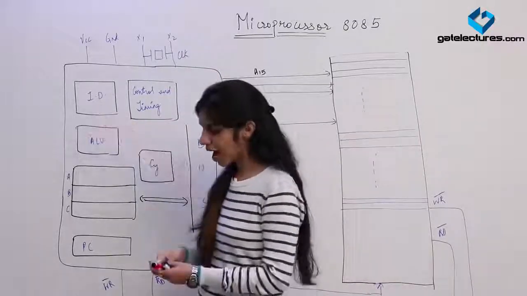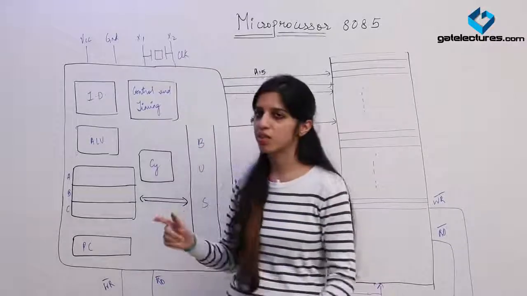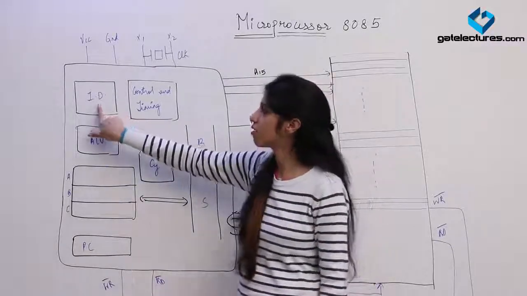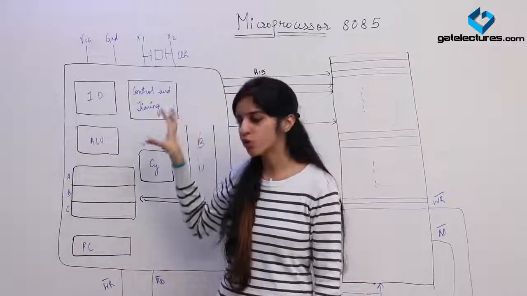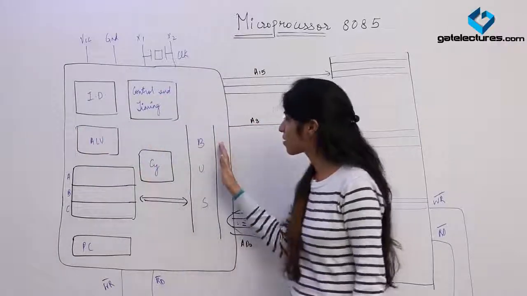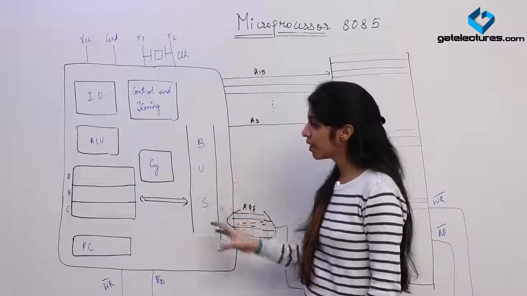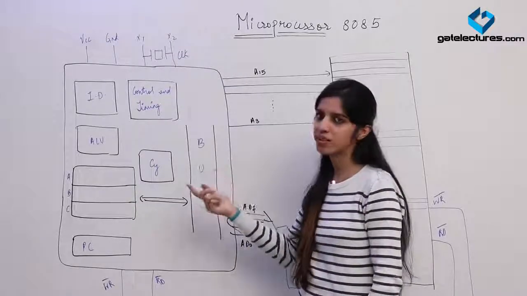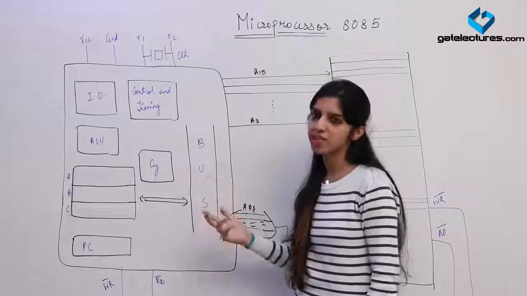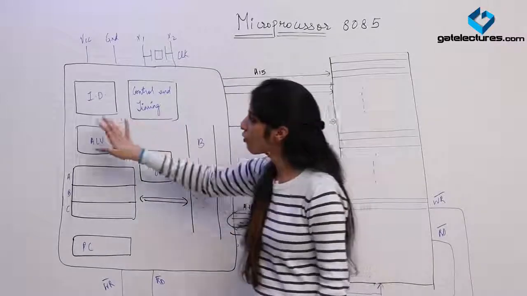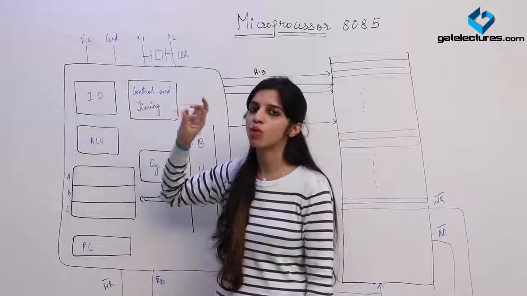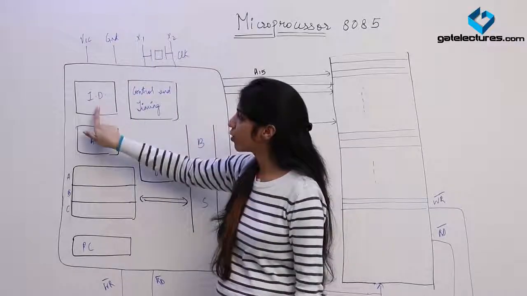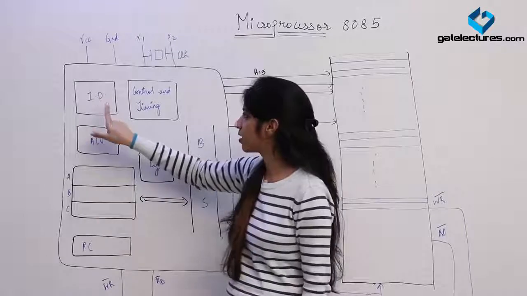This is ID. ID stands for instruction decoder. What is the purpose of this? Any instruction that you give to this microprocessor, there should be something inside it that decodes it, that understands it. Basically, the work of this block is to see what instruction is given. This is going to tell the microprocessor what work is to be done.